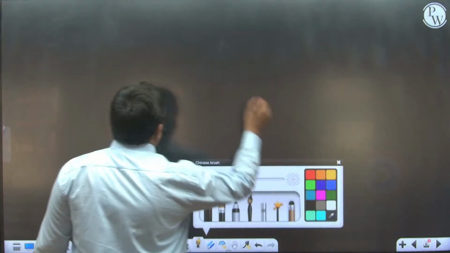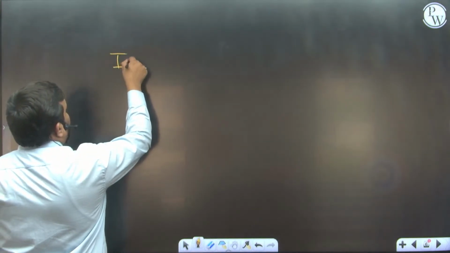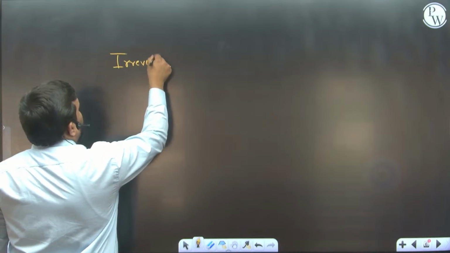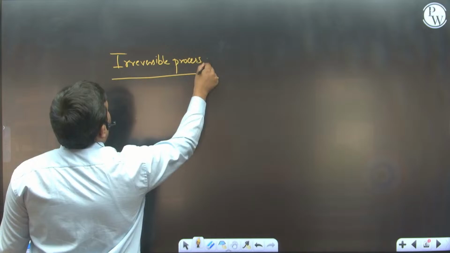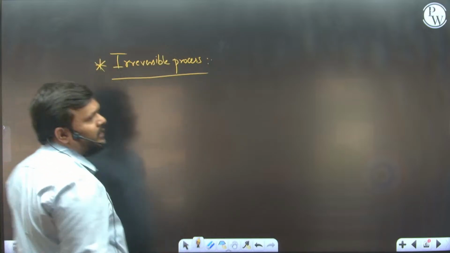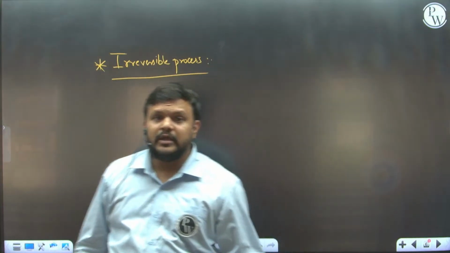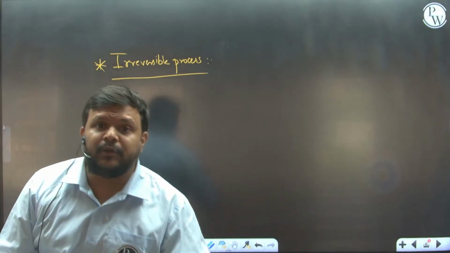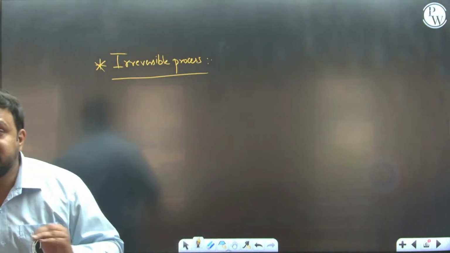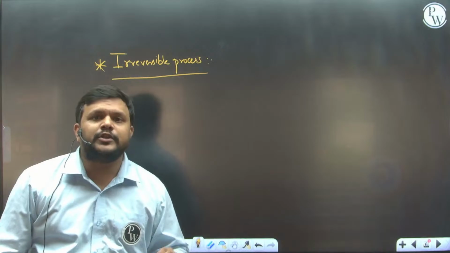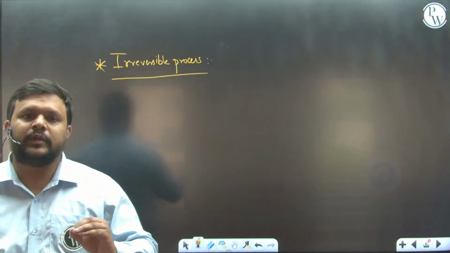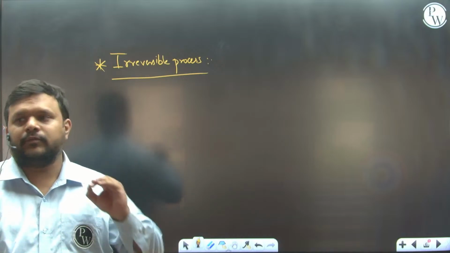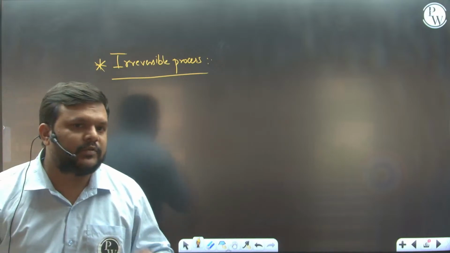First of all, I am talking about the irreversible process. How will you come to know whether it is an irreversible process or not? See, they must have written a statement over there. What is that important statement? Work done against a constant external pressure. If this statement is written over there, that means the process will be an irreversible process.